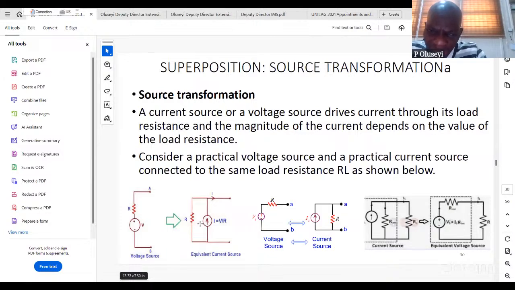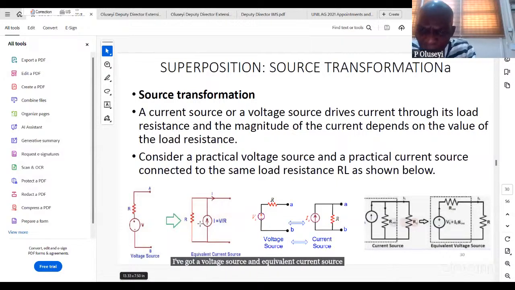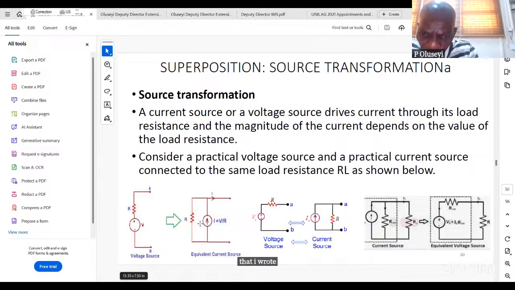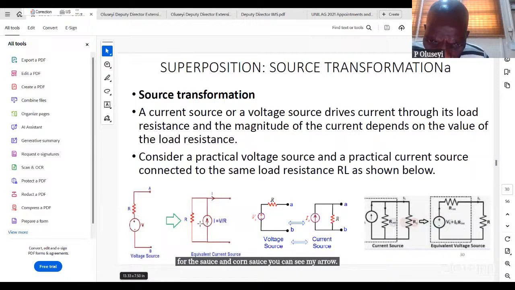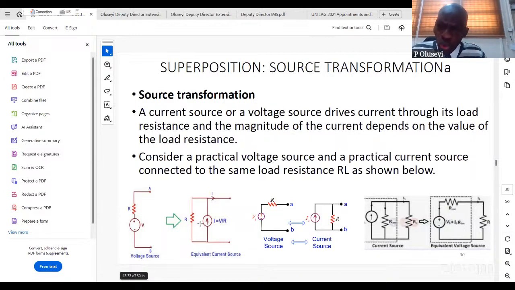And you can see again the next two sets of circuit beyond the one I have looked at. After I've looked at voltage source and equivalent current source, you will see another pair that I wrote captions under, voltage source and current source. You can see my arrow, the two-sided arrow, the arrow that can go both to the right and to the left.